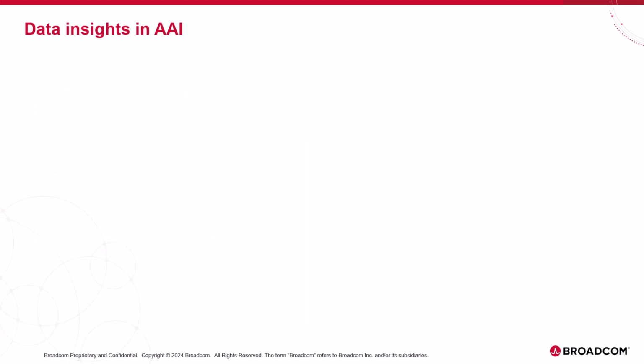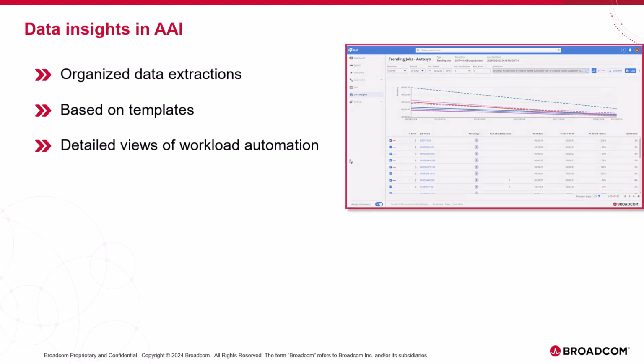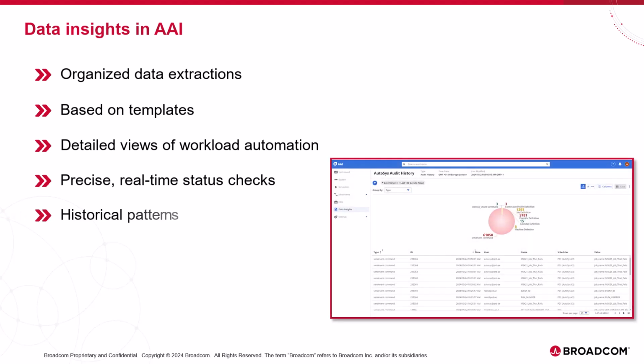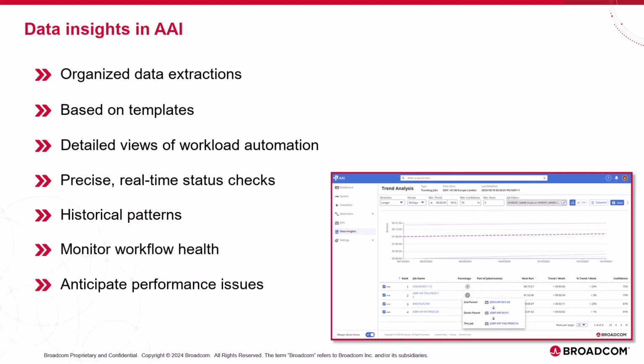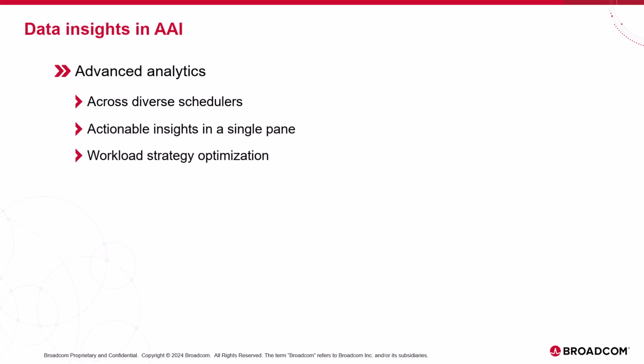Data insights in AAI are organized, complex data extractions based on templates that provide detailed views of your workload automation landscape. They give you precise, real-time status checks, historical patterns, and granular controls to monitor your workflow health and anticipate performance issues. And unlike most automation observability tools, data insights in AAI give you advanced analytics on your diverse automation schedulers, giving you actionable insights in a single pane to optimize your workload strategies.